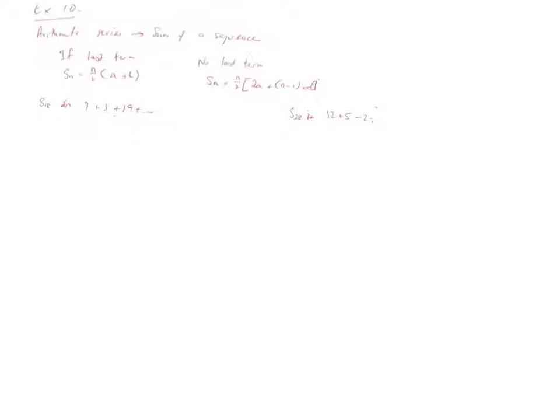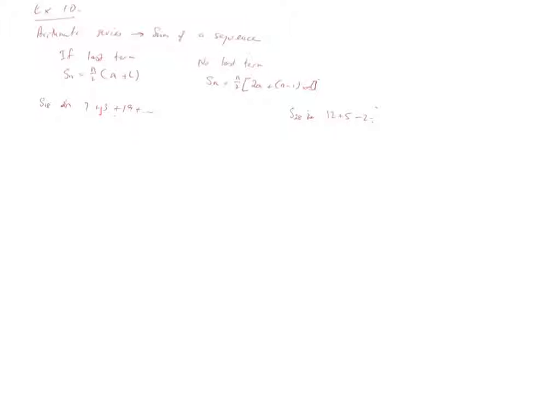why do I have a 3 there? That should be a 13. So this is our sequence: 7, 13, 19. I'll fix that up. That'll do. So the sequence is 7, 13, 19.